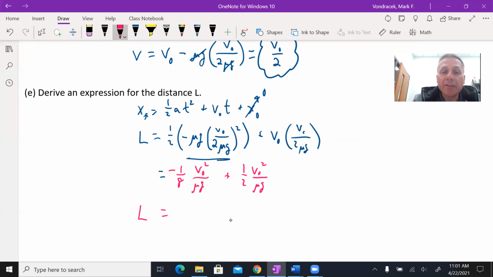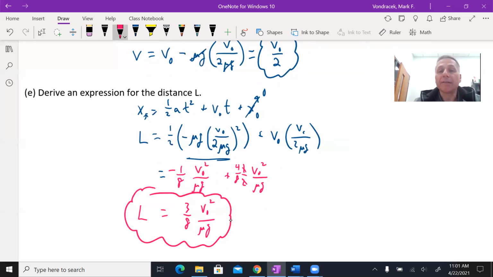So 1/2 minus 1/8, that's equivalent to 4/8 over there. That's going to give us 3/8 initial speed squared over mu g. And that'll be an expression for that distance that we travel.